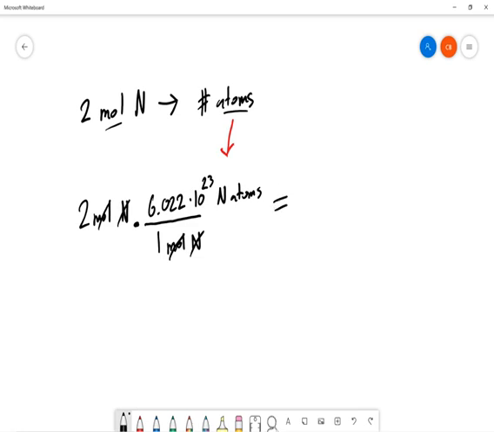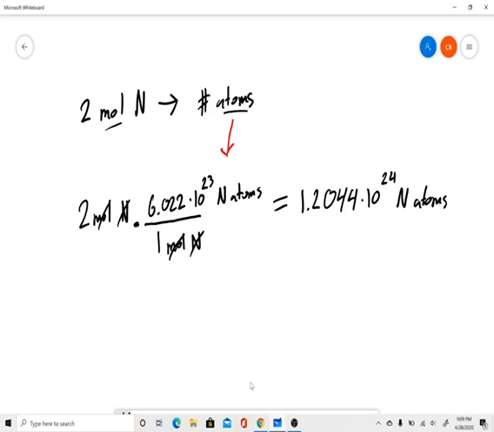Oops, I don't know why I did a multiplication there. Okay, so if we just did this, should be 1.2. And my apologies, I'm just doing this in my head, so if I get it wrong, please don't blame me. I don't have a calculator app here with me right now. Let me double check. 2, 12, 4, yep. 1.2044 times 10 to the 24th nitrogen atoms should be in 2 moles. Right, we're just doubling 1 mole's worth.